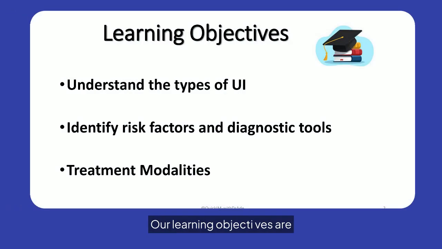Our learning objectives are threefold: to understand the types of urinary incontinence, identify risk factors and diagnostic tools, and explore treatment modalities. By the end of this session, you will have a comprehensive understanding of these key areas.